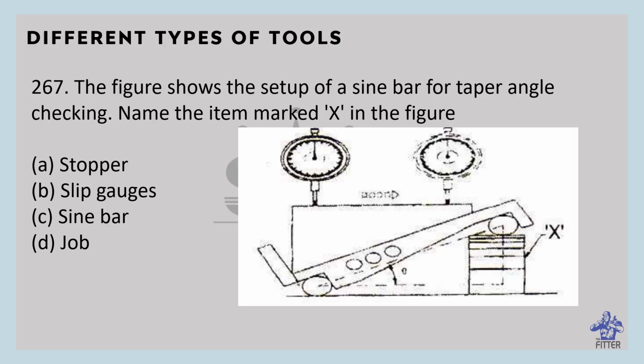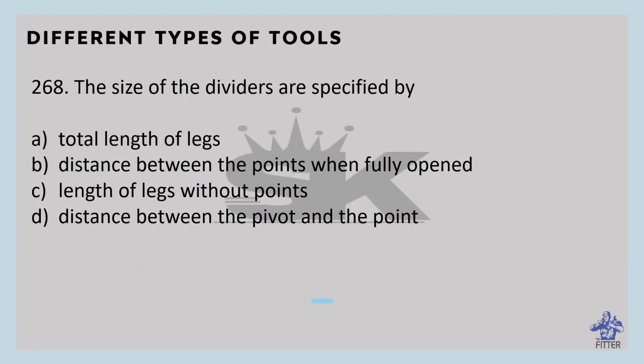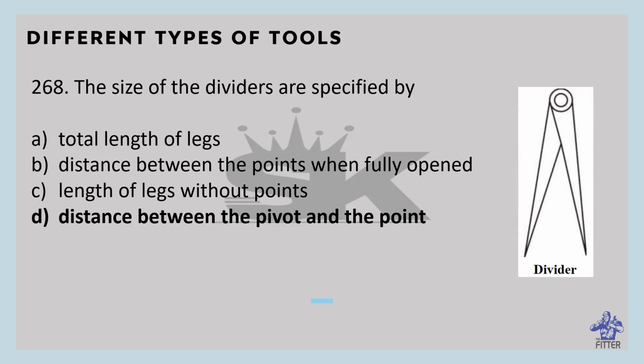The figure shows the setup of sine bar for taper angle checking. Name the item marked X in the figure. Those are slip gauges. The size of the dividers is specified by the distance between the pivot and the point. So this is the pivot, and this is the point at the bottom. So this is the length.